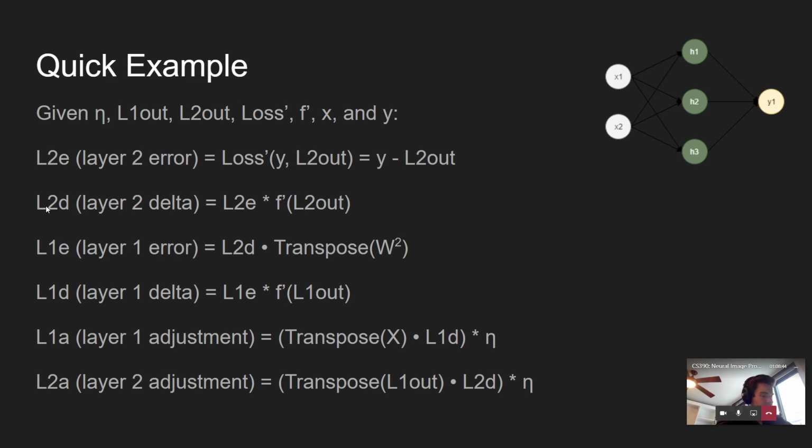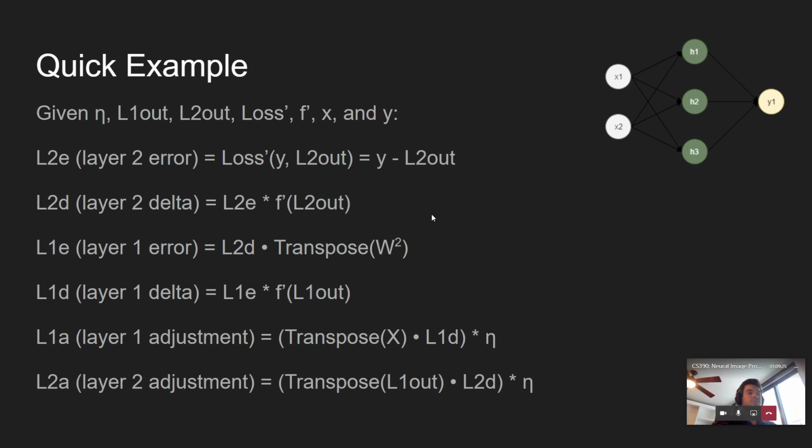Next, we're going to get the delta, the change of that particular layer. We're going to do that by multiplying this L2E we just got by our f prime L2 out. Next, we need to get our layer 1 error. So this is going to be our error for this layer here. For that, it's going to be our layer 2 delta that we had before, dot product with the transpose of the W2 weight matrix.